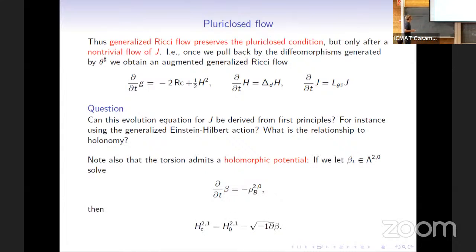And then it's just a trivial fact of chasing through the definitions that the time-dependent torsion, the 2-1 piece, will be the initial one minus I d bar beta. Okay, so you have a holomorphic potential for the torsion now.